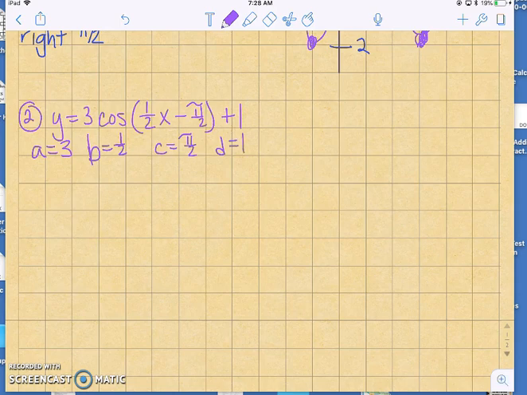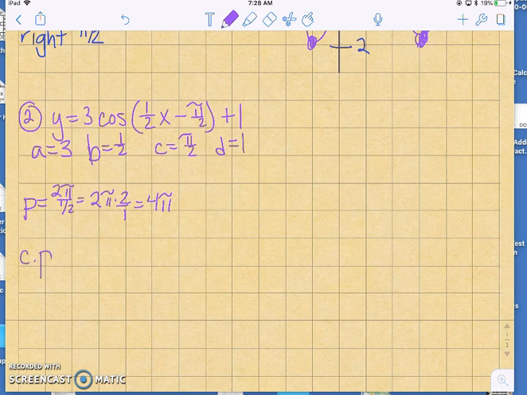So our amplitude is 2. So our period, 2 pi divided by 1/2, which is really 2 pi times 2 over 1. So that's 4 pi. So that means our critical points, 4 pi times 1/4, 4 pi over 4, so that's just pi.